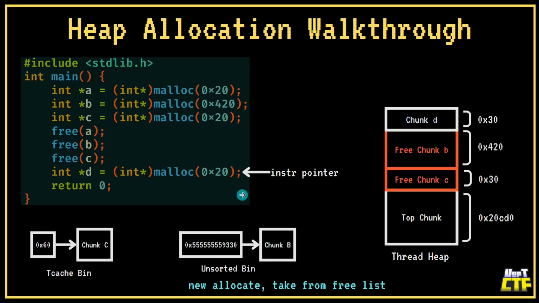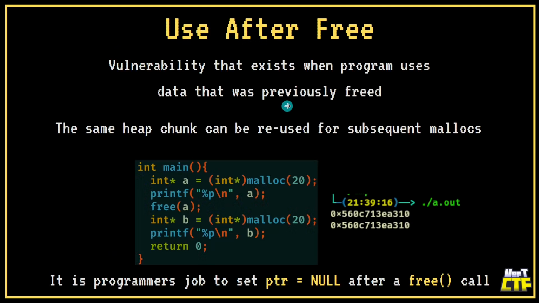And yeah, so what do we have next? Okay, use after free. So this is the main vulnerability. You see this bug a lot in actual software, it's pretty common. I think Redis had a use after free bug a few months ago. But it's very common. I make this bug a lot, but we're going to talk about it. So it's a vulnerability that exists when a program uses data that's previously freed.